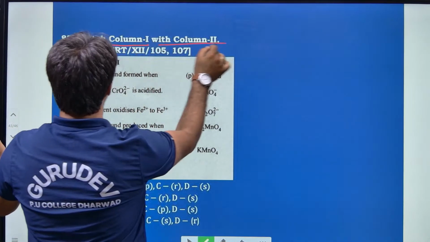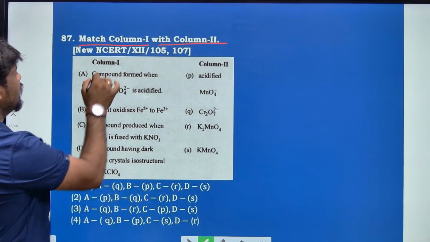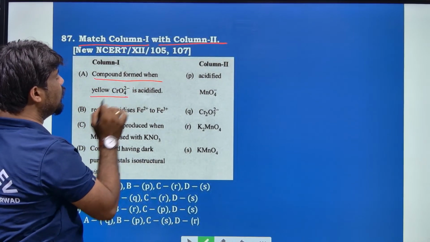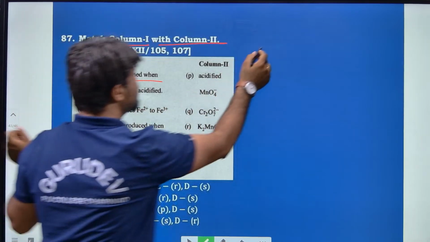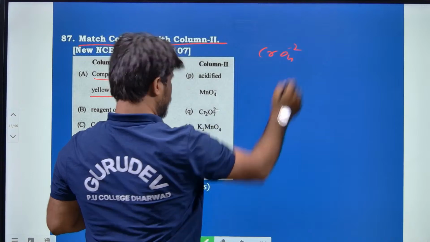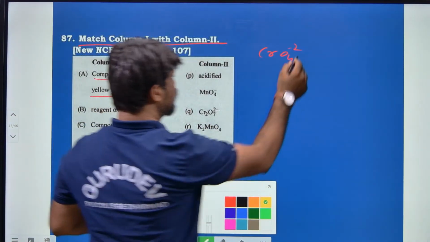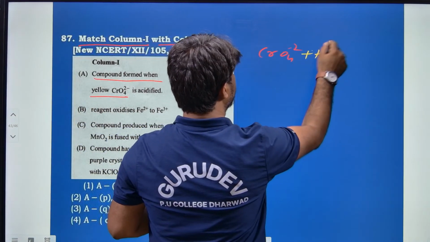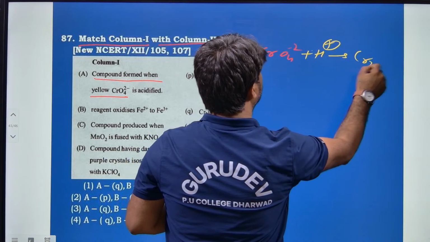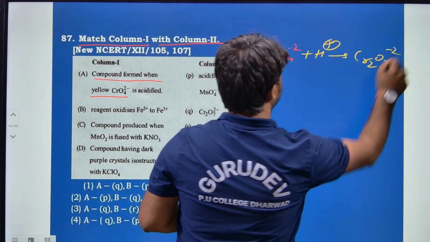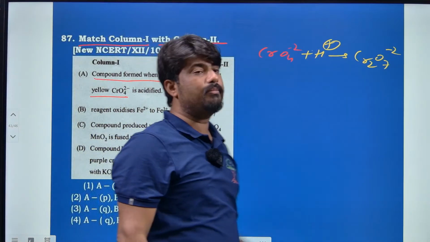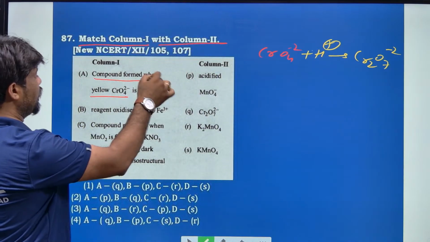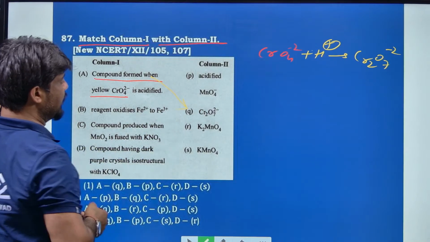Match column 1 with column 2. The compound formed when yellow chromate CrO4 minus 2 is acidified: when it undergoes acidification, it forms dichromate, Cr2O7 minus 2. The chromate anion undergoes acidification to become dichromate. Yes, of course, for A it is Q.